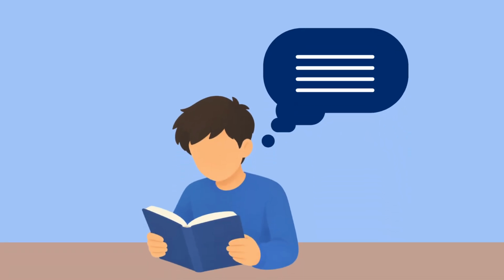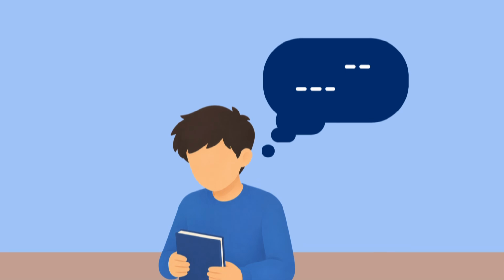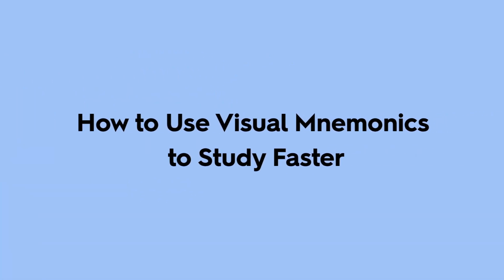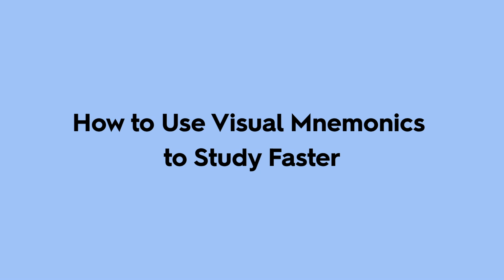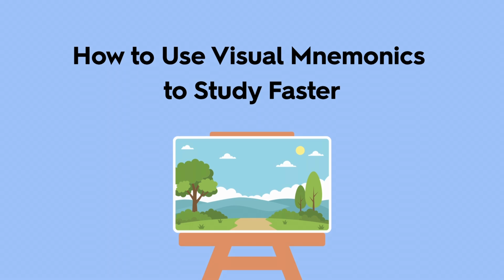Have you ever reread a page, closed the book, and felt like the information disappeared? A simple visual mnemonic can help by turning information into a clear mental picture that is easier to remember. In this video, you will learn how to use visual mnemonics to turn information into clear mental pictures so it becomes easier to recall later.